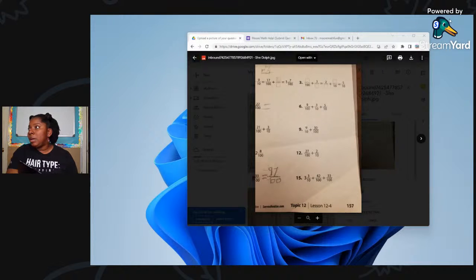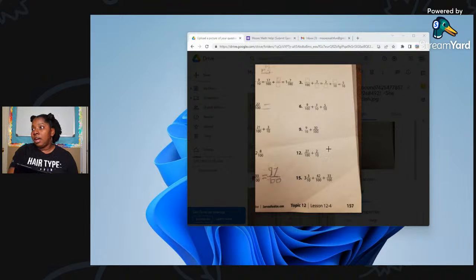Let me just see. Did they want you to turn it into a decimal? No, they didn't. Okay. So it's just making it into a number with 100. So we want the denominator to be 100 for all of these. So you're going to take the one that has a 10 on the bottom and multiply that whole fraction by 10.